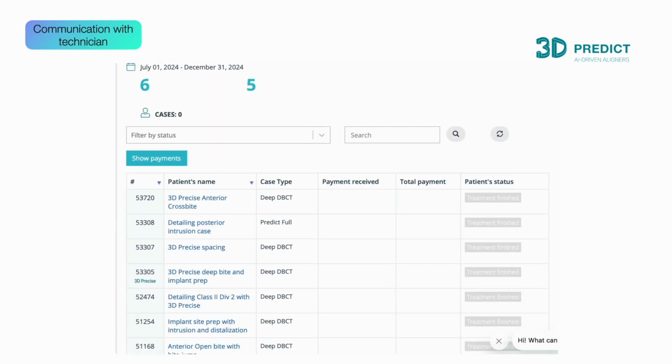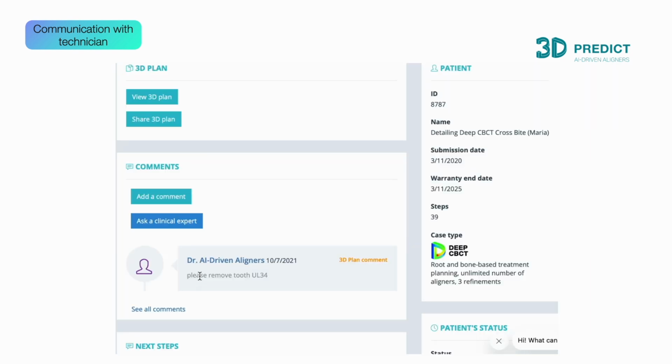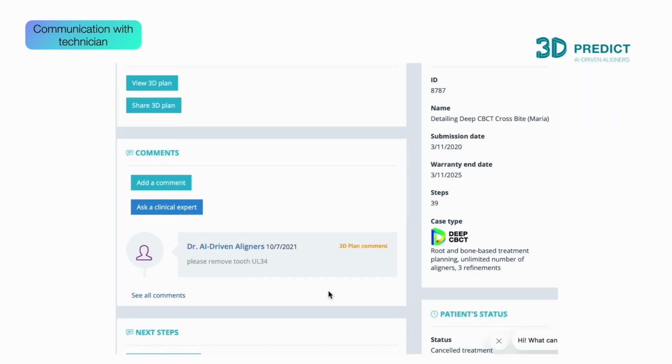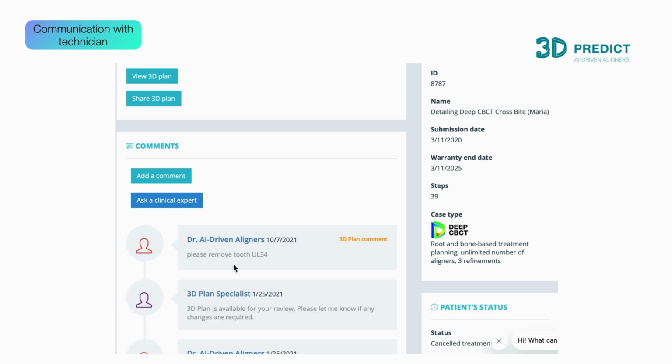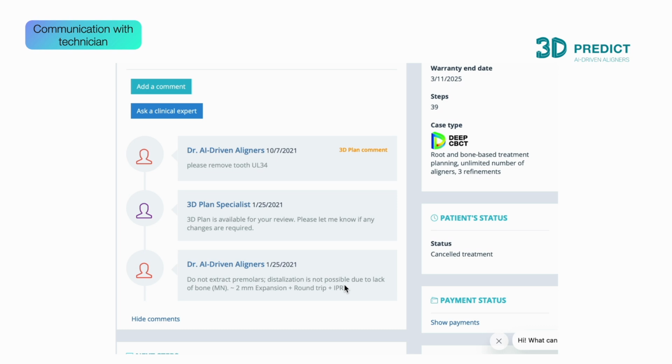Finally, please be attentive to your technician's comments. Your technician may need to communicate to you a question about your 3D plan, a concern regarding your patient's anatomical limits, or clarify a specific movement you want to achieve. Regardless, we have noticed some of our customers miss comments, which can delay the treatment.